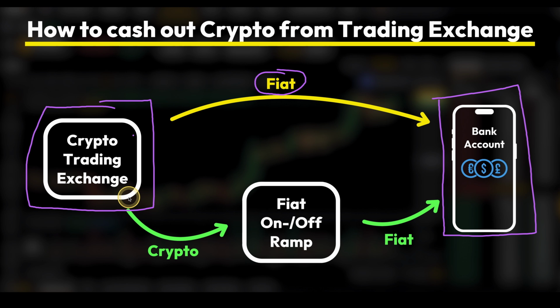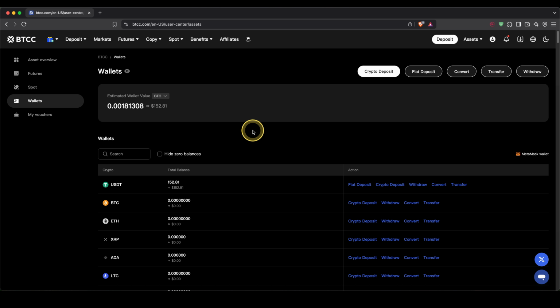So the other way would be to first send crypto from that exchange to a so-called fiat on and off ramp, which is basically an exchange that is optimized for interacting with fiat money with your own bank account. So we first send crypto here, convert it then to fiat, and then send fiat from here back to our bank account. Unfortunately, it's not possible to directly withdraw any money from BTCC to your own bank account. However, that is not a big problem. I will now show you a second method which will work 100% guaranteed.